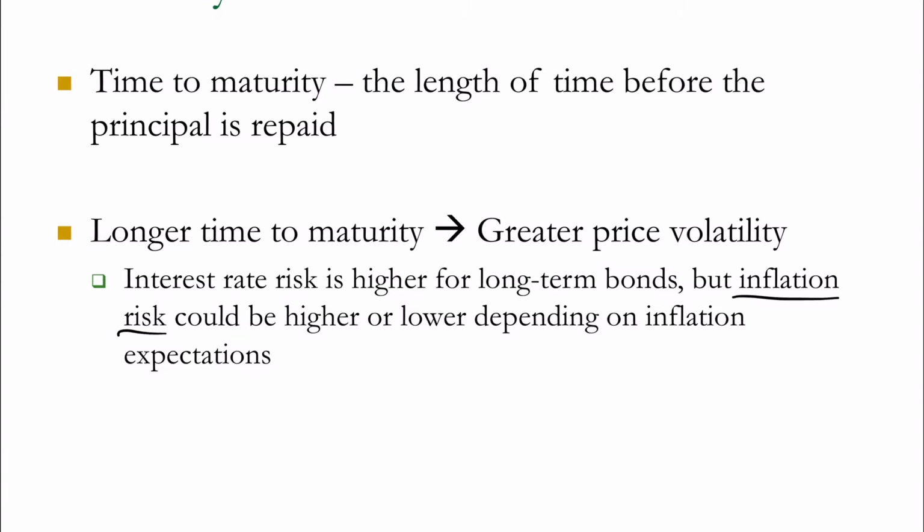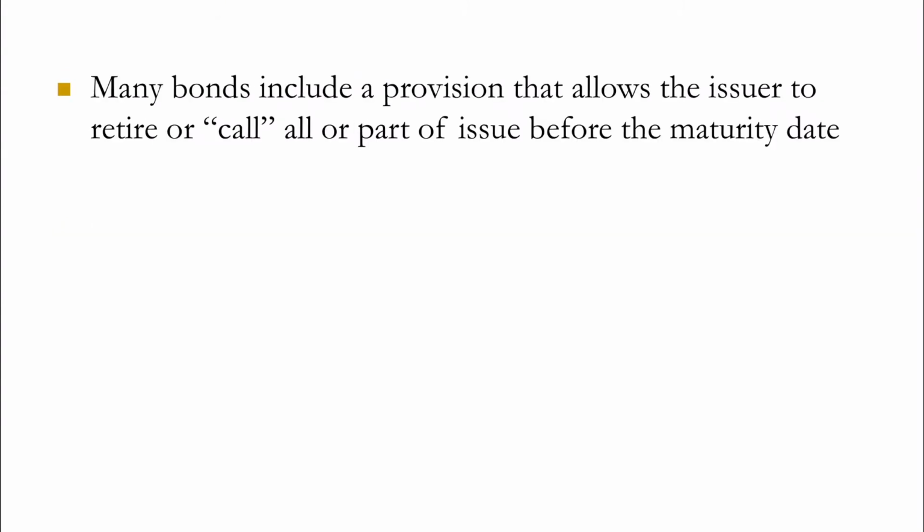But once again, maturity risk has this other component where it's not just greater price volatility, but you could also have higher inflation risk on these longer-term bonds. You also have what is called call risk premium. So this is very important with bonds.